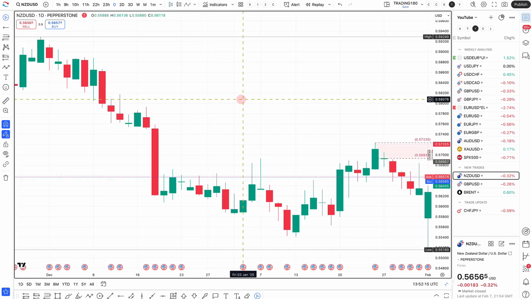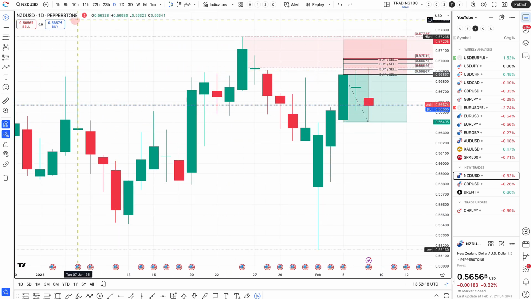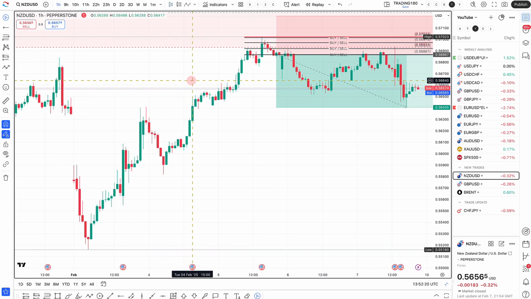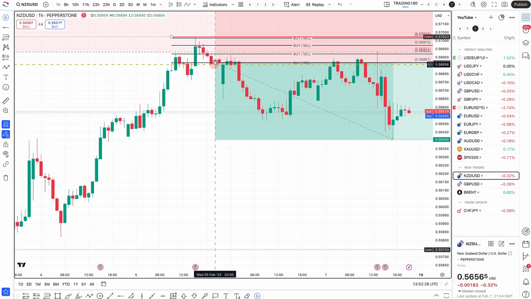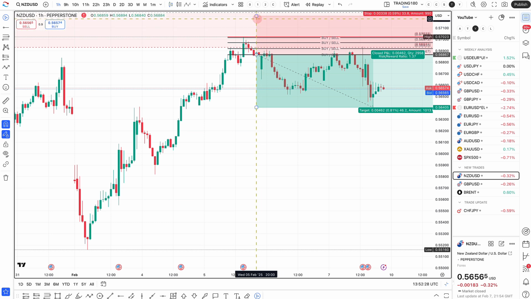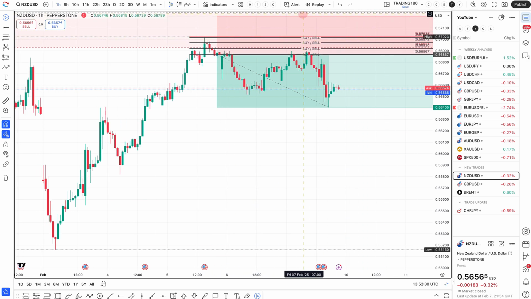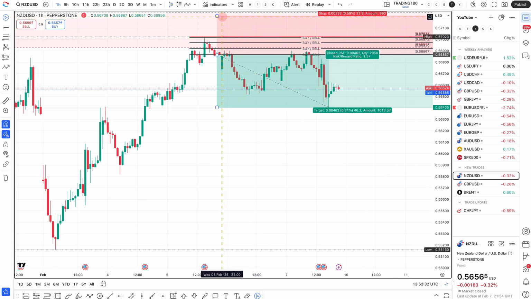So if you're looking at the daily right here, a daily supply zone, my entry was here at 8 o'clock UK time. Stop loss was up at, I can't really see that at the moment, but it was right there, as we've got this in the way.